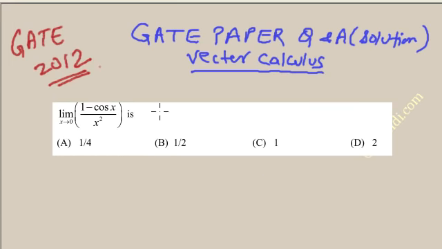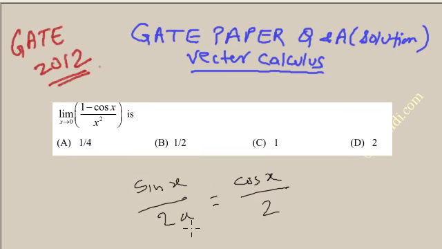This is another question. To solve this, you differentiate by using L'Hospital's rule. So the differentiation of it is sin x divided by twice x. Again differentiate it, you will get cos x divided by 2. So if you put 0, that is 1 by 2. So the answer is this.